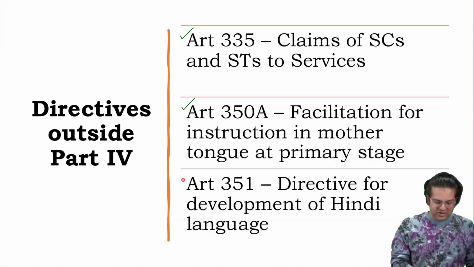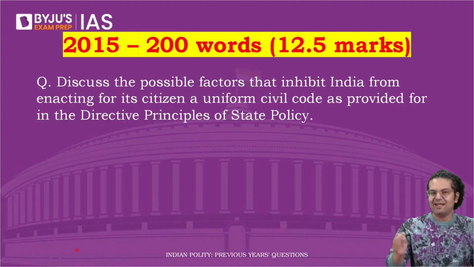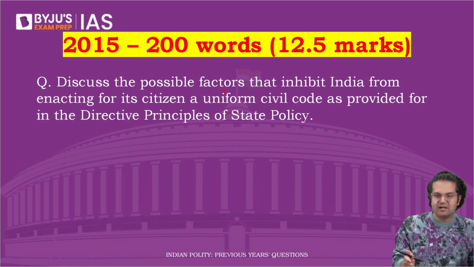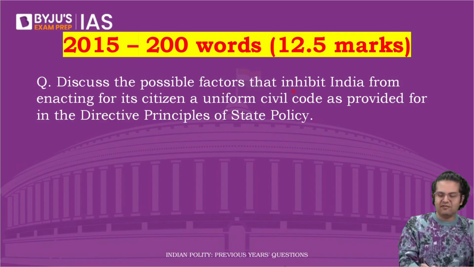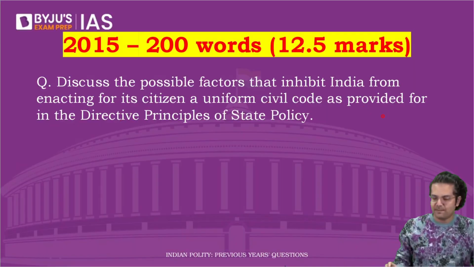A simple question was asked in 2015. Discuss the possible factors that inhibit, that prevent India from enacting for its citizens a UCC as provided for in the DPSP. Okay.